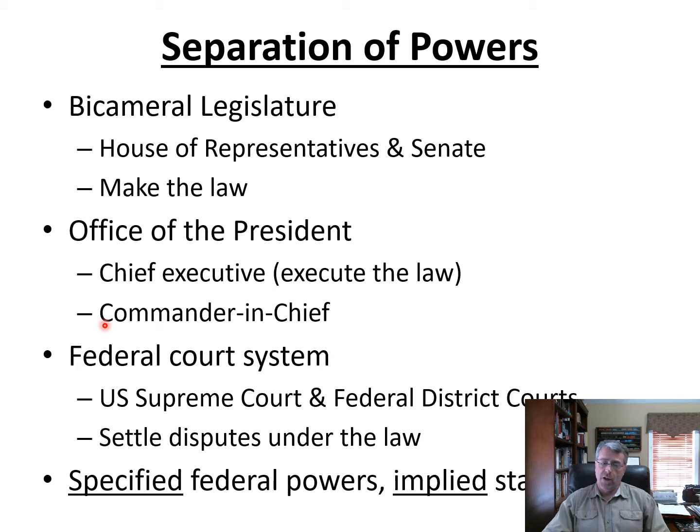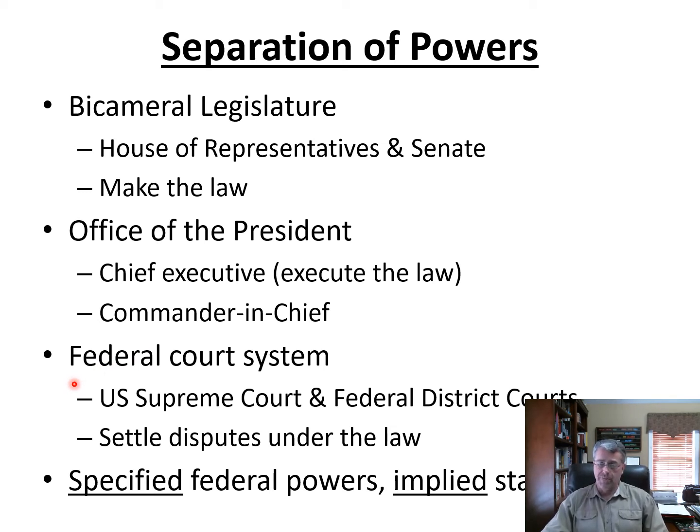The president will also serve as commander-in-chief of the armed forces, albeit the armed forces are very small at this point. If in time of war, we call up the militia and activate the military, the president will serve as commander-in-chief of the military.